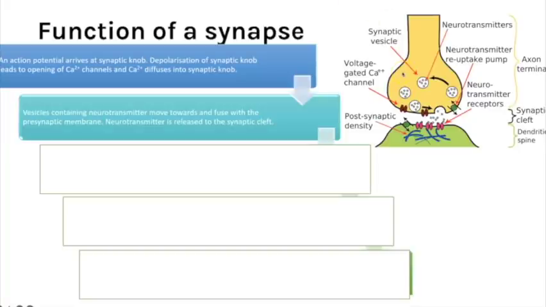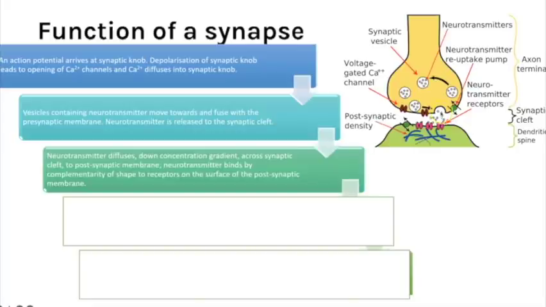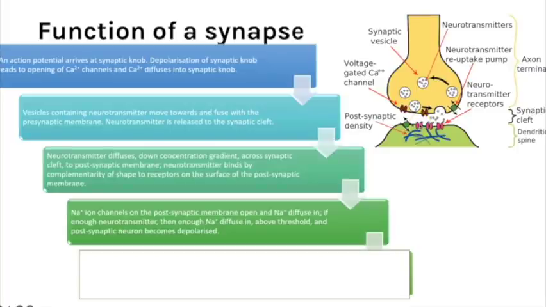Those calcium ions will cause the vesicles that contain the neurotransmitter to move towards the membrane, fuse, and release the neurotransmitter into the synaptic cleft. Because we have a high concentration of the neurotransmitter where they've just been released, they'll then diffuse across to the postsynaptic membrane. And on the postsynaptic membrane, there are receptors, complementary in shape, for those neurotransmitters to bind to.